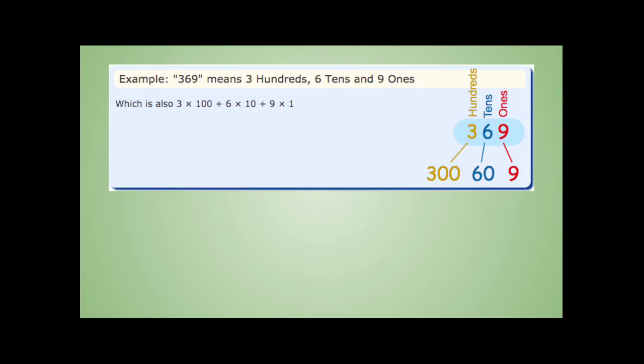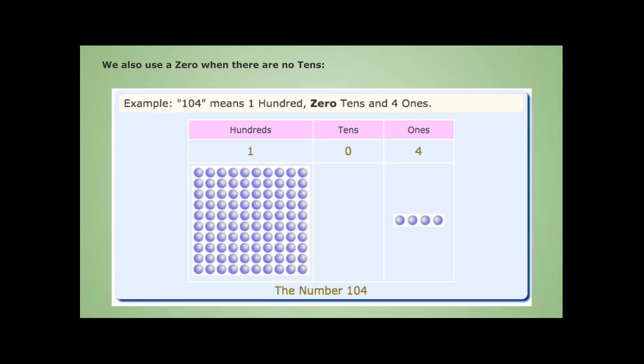So for example, 369 means 300 and 6 tens and 9 ones, or 9 units. So here we have the partial products, 300 plus 60 plus 9. Or 104, which is 100 and 0 tens and 4 ones. So we can put a 0 if there are no tens.